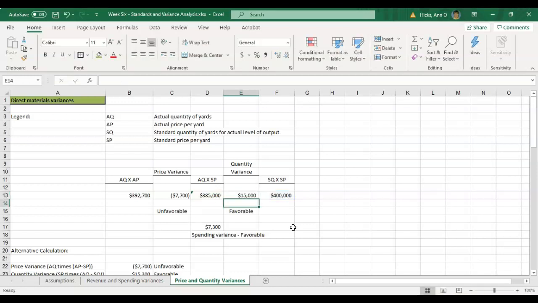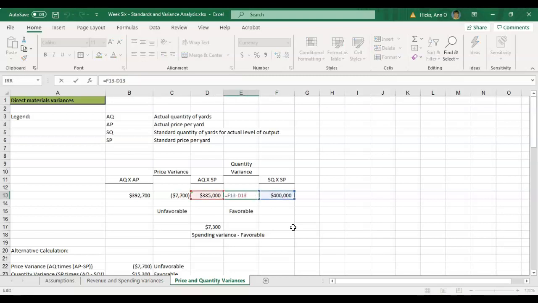Now, let's go over to the right and take the difference between the middle column and the far right column. And what we get is $15,000. This is our quantity variance. Notice the only difference between these two columns is in the middle column we used actual quantity. In the far right column, we use standard quantity for our actual level of output. The price in both instances was standard.